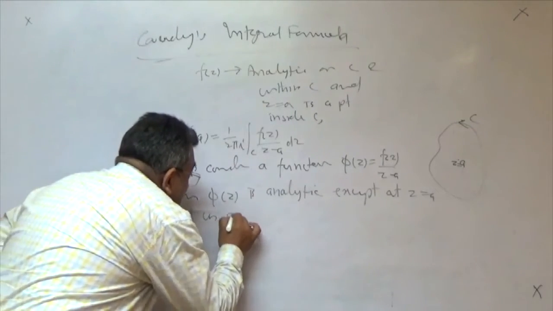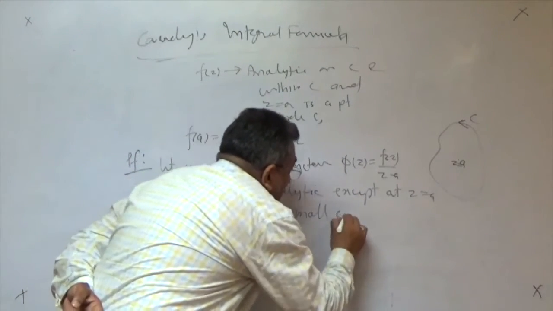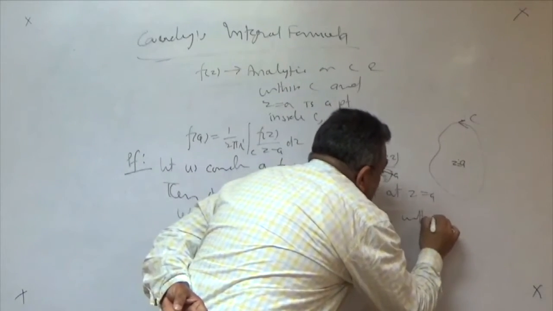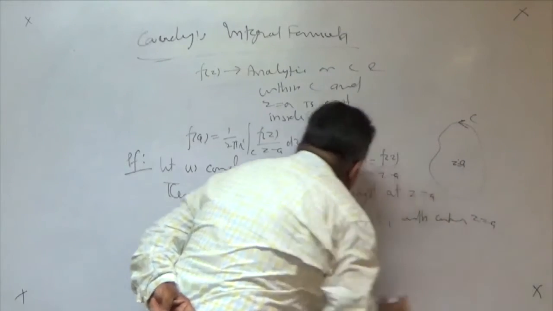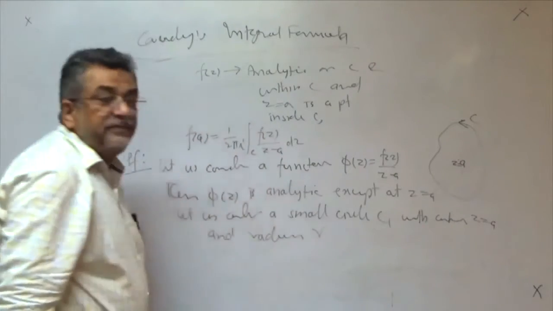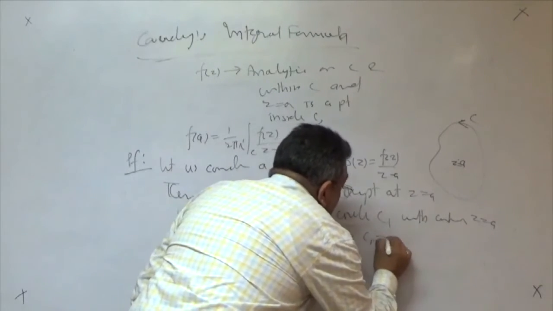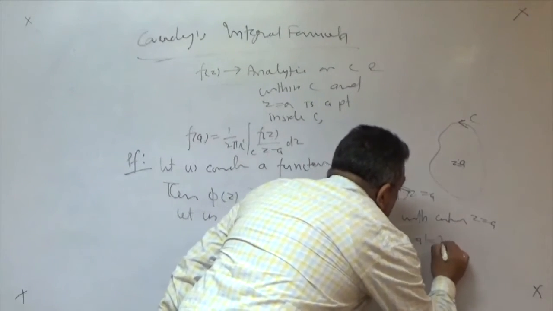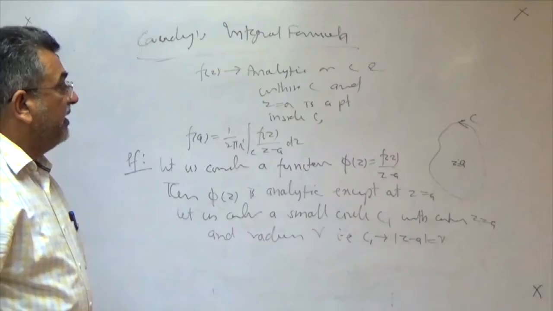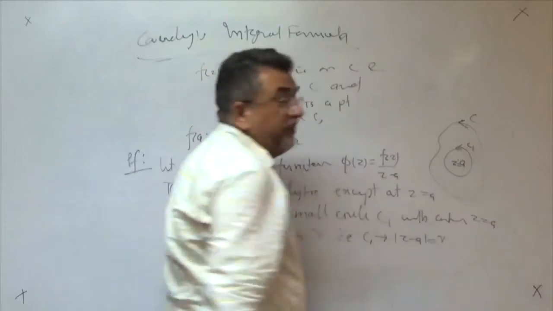And let us consider a small circle C1 with center z equal to a and radius small r. That means C1 is mod z minus a equal to small r, where r is very small. If we take this circle, it means we are taking this as a circle C1.